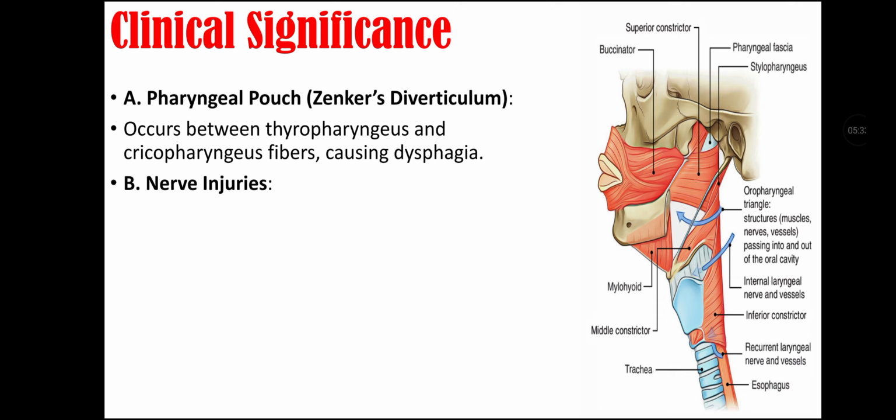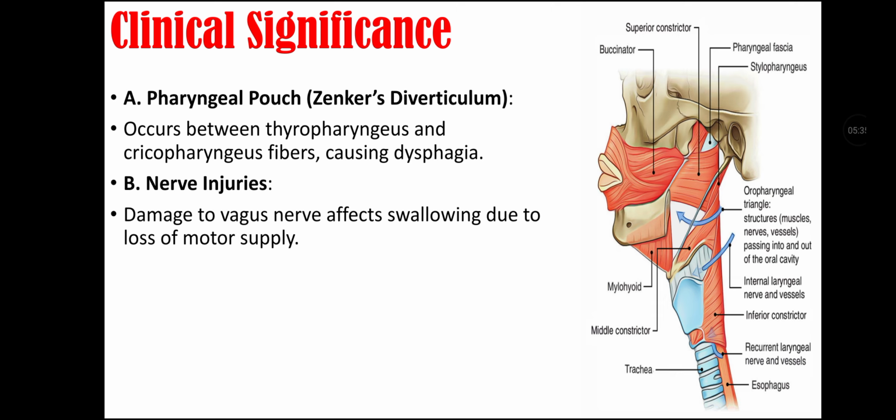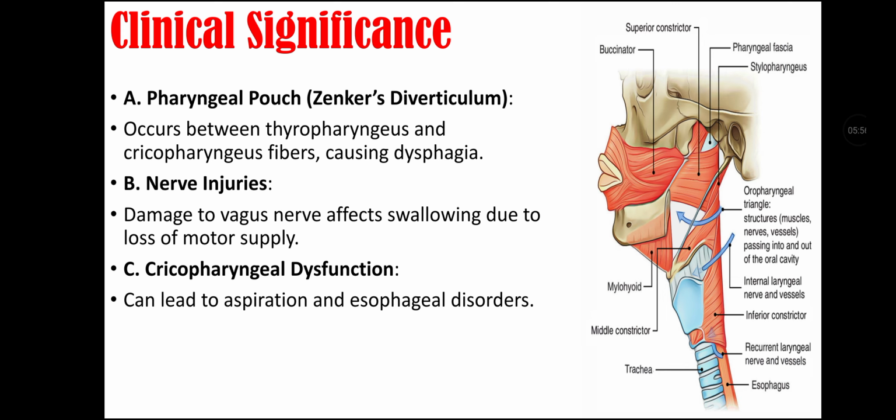And second clinical significance is nerve injury, that is damage to vagus nerve that affects swallowing due to loss of motor supply, because most of these muscles are supplied by vagus nerve. So an effect on the vagus nerve can cause an effect on the swallowing function of the pharynx. Next clinical significance we have is cricopharyngeal dysfunction, as it can lead to aspiration and esophageal disorders.